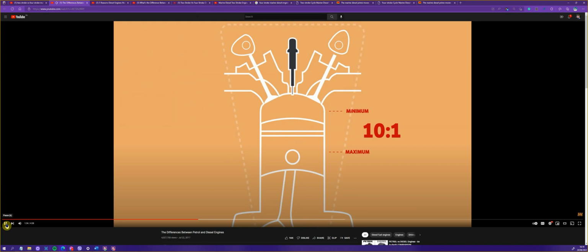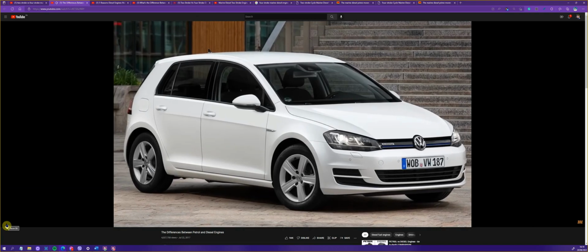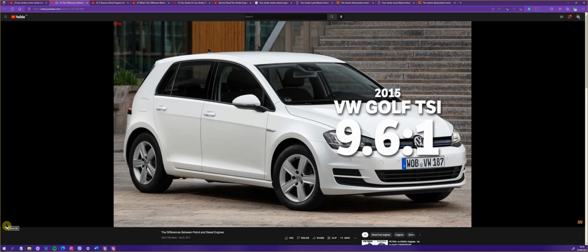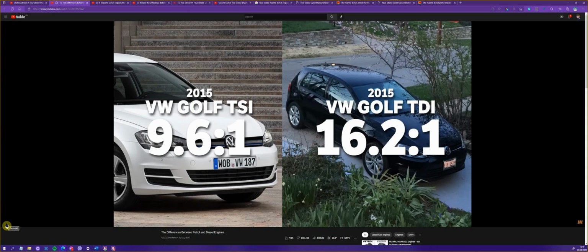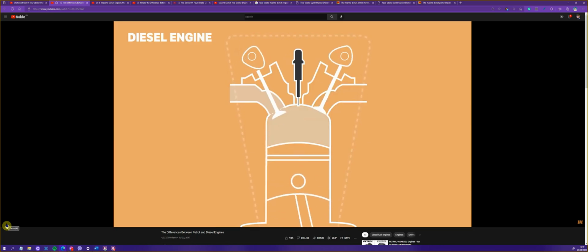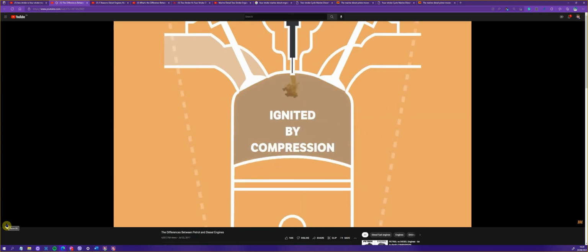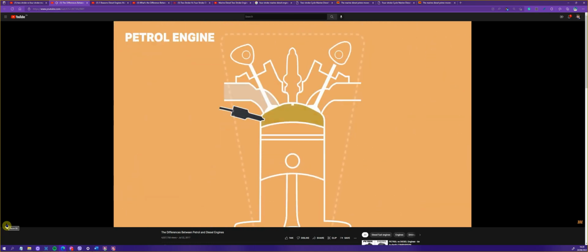Example of compression ratios, a 2015 VW Golf TSI has a compression ratio of 9.6 to 1, while a 2015 VW Golf TDI has a compression ratio of 16.2 to 1. Again, a diesel will have a higher compression ratio to ensure that the air and fuel mixture is compressed enough to the point of ignition, while a petrol engine uses less compression and is ignited by the spark plug.